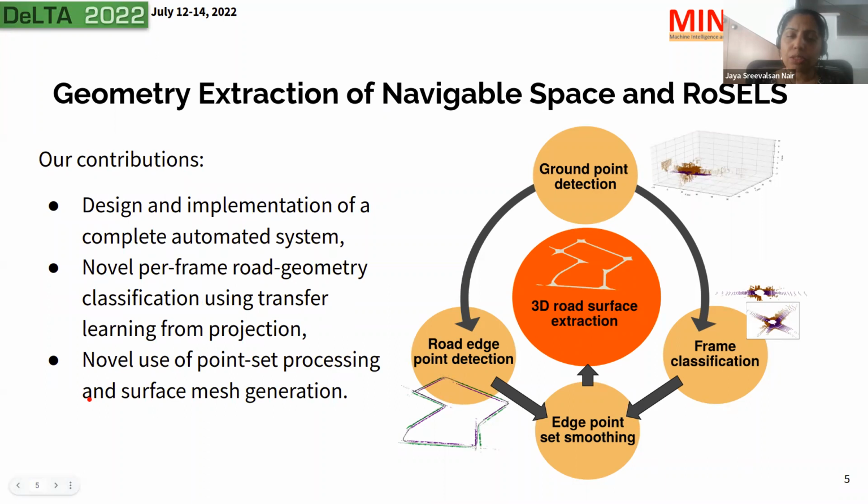Our novel contributions are: number one, designing and automating an end-to-end system for road surface extraction. Number two, one of the steps in this workflow is the frame classification, which uses projection of the point cloud to an image, and then we run it for finding the road geometry that is captured in the top view. Number three, we finally demonstrate a novel use case of using surface methods, surface generation, and geometric methods for an application such as automotive LiDAR point clouds.